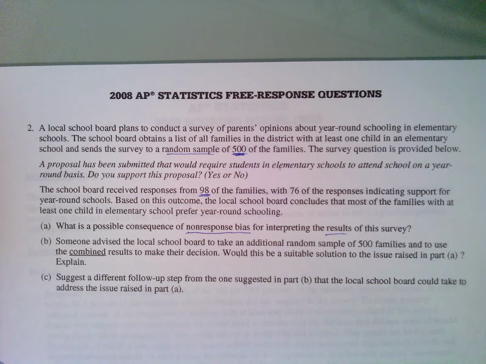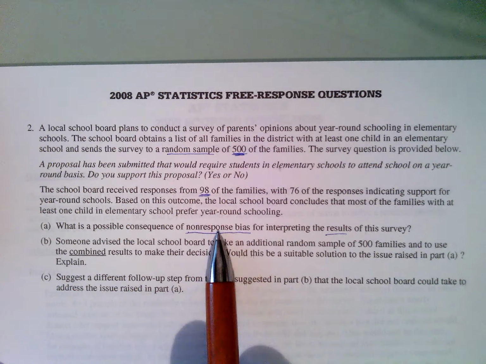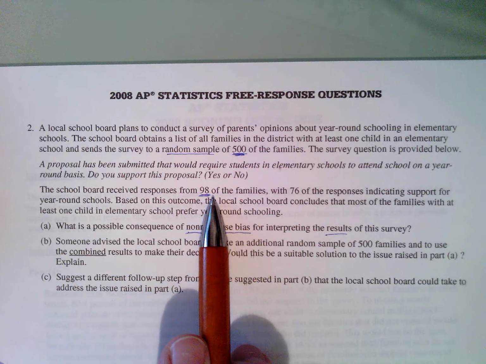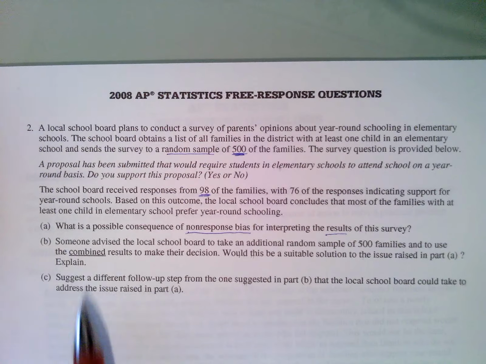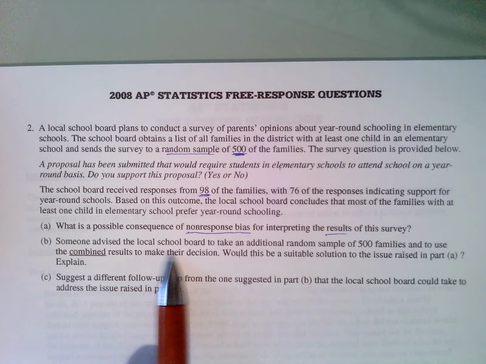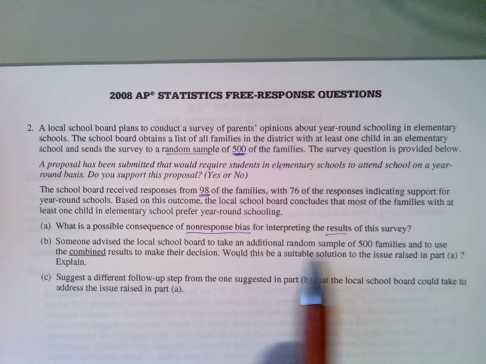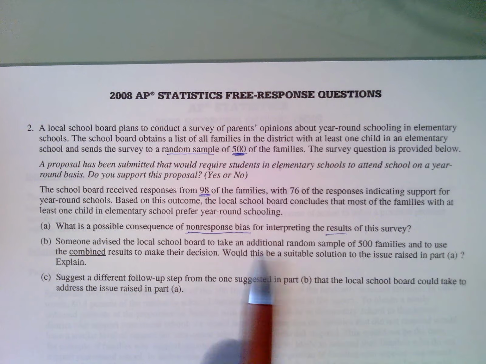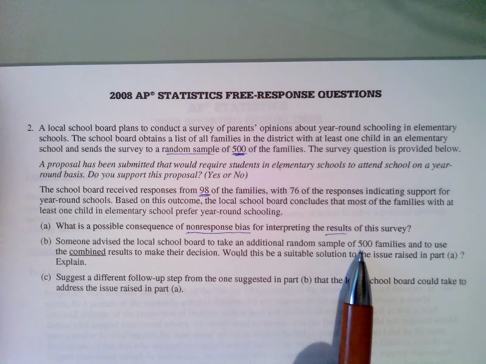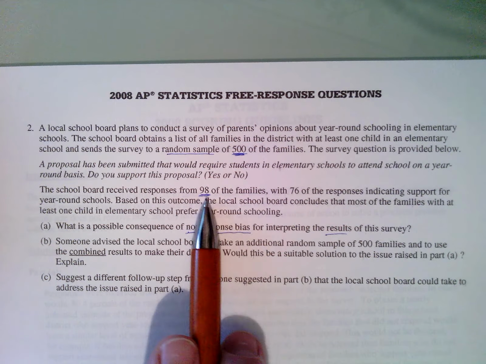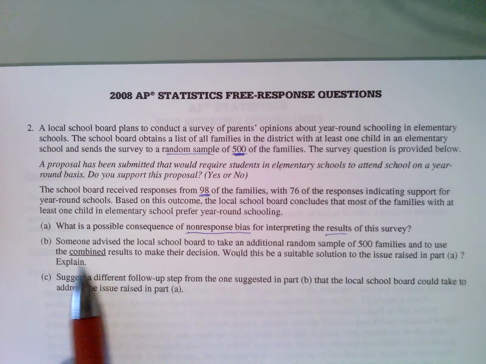This is not good. We need to get everybody, or at least a much higher percentage of the people we sampled. Okay, part B: someone advises the local school board to take an additional random sample of 500 families. So they're like, well, we didn't get enough, so let's do 500 more, and then put whoever answers that one together with these 98, and use the combined results to make their decision.